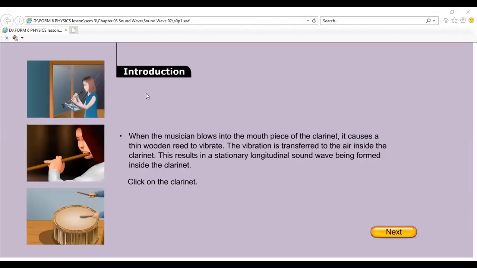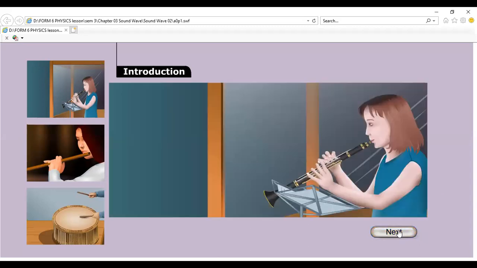Introduction. When the musician blows into the mouthpiece of the clarinet, it causes a thin wooden reed to vibrate. The vibration is transferred to the air inside the clarinet. So this results in a stationary longitudinal wave being formed inside the clarinet. Next, we click on the clarinet. We notice that the sound is produced when blow and press.